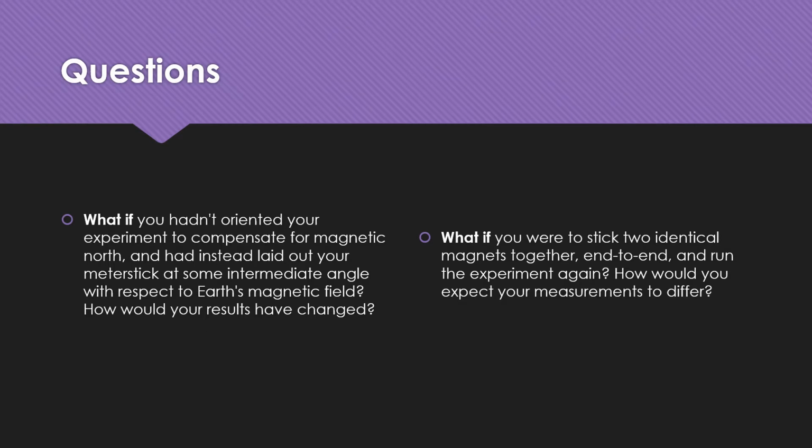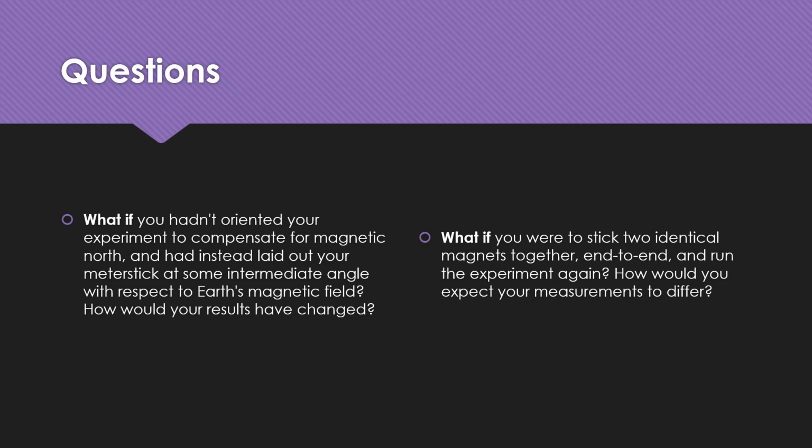What if you hadn't oriented your experiment to compensate for magnetic north and had instead laid out your meter stick at some intermediate angle with respect to Earth's magnetic field? How would your results have changed? If the experiment had not compensated for magnetic north, the distance needed to reach 1,000 microteslas would be slightly shorter because the x value would have an extra magnetic field adding onto the bar magnet's magnetic field. Since it would be a constant, however, the slope and resulting value for n should not change.